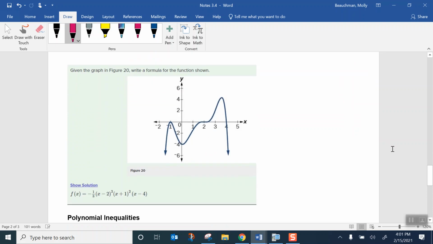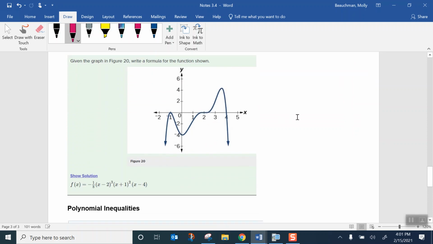All right, next example. We're going to write a formula for the function that's shown using what we know about polynomials. So I know that I have x-intercepts at -1, at 2, and at 4. Since I have x-intercepts at x equals -1, 2, and 4, the factors are x plus 1, x minus 2, and x minus 4. So I'm going to at least multiply these three together. Then I want to figure out what the multiplicities are at each of these zeros. And that's what the graph looks like.